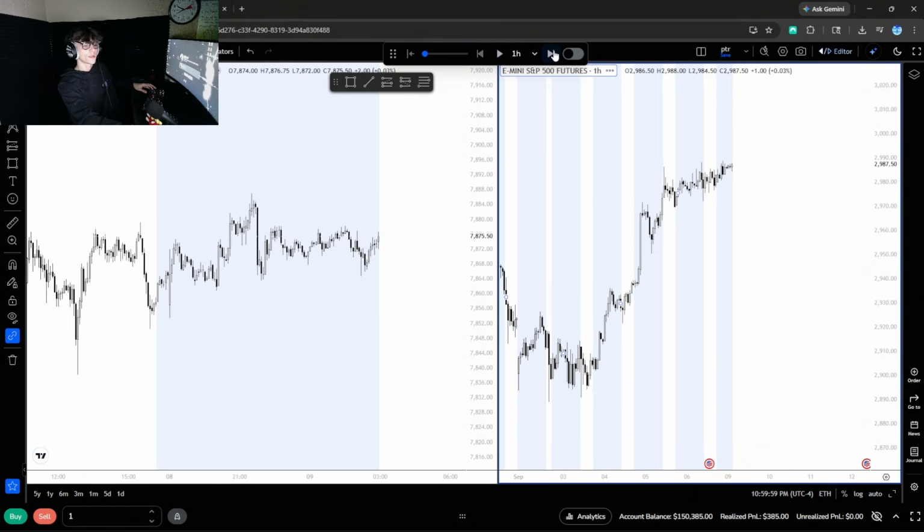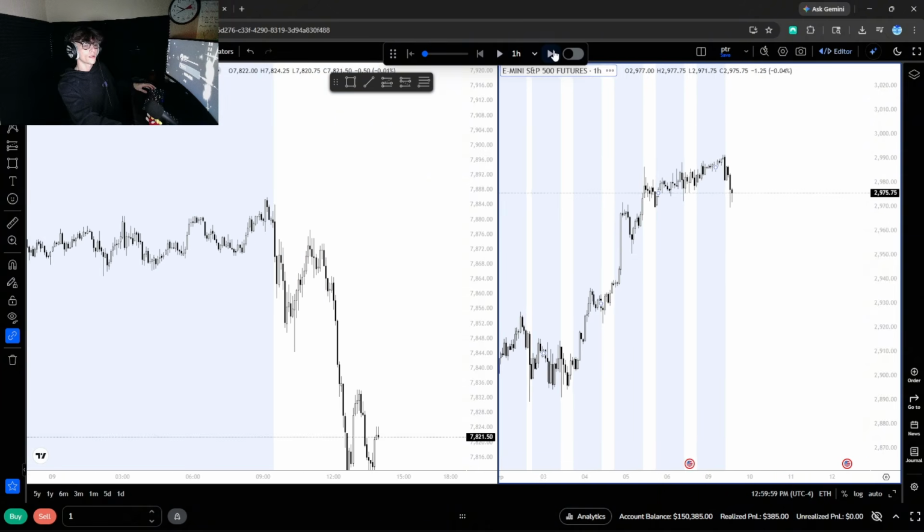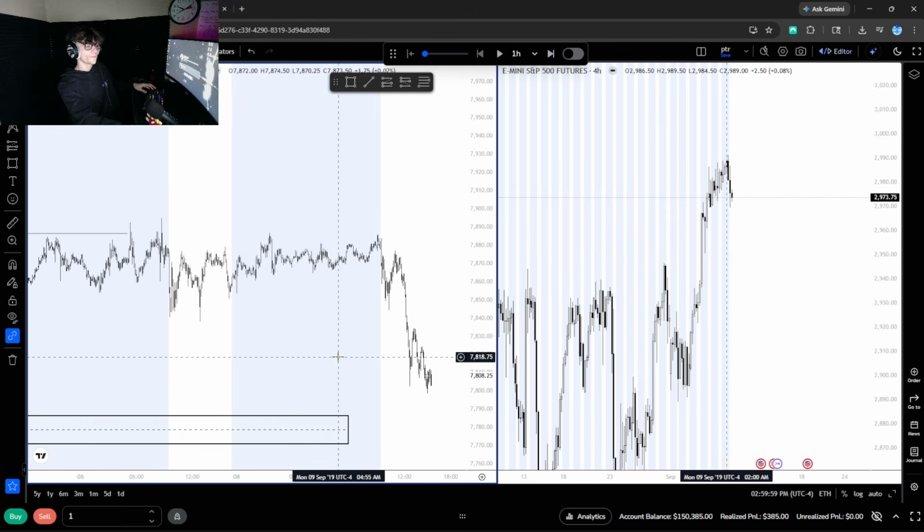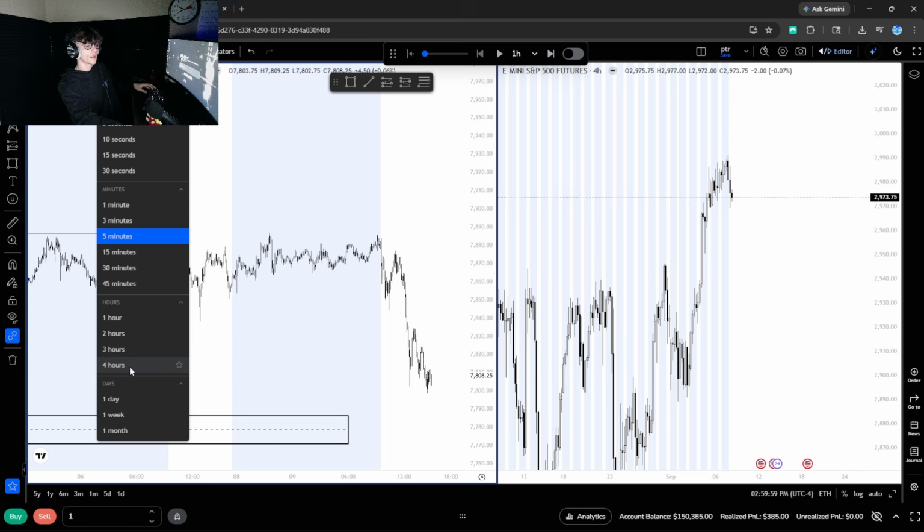See if we can break out of this range, the downside or upside. Perfect. Let's check this 4-hour.